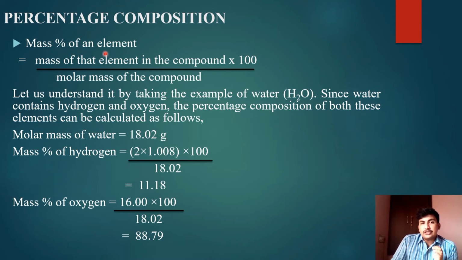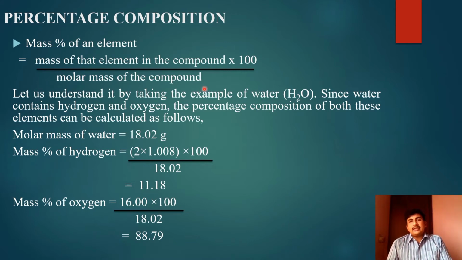Mass percentage of an element. If an element is given to you, or a compound is given, we have to study what the percentage of the element in it is. So mass of that element in the compound, percentage is always represented in 100, right? So into 100 divided by molar mass of the compound. Molar mass you studied, the molecular mass in terms of gram, right? 1 mole of substance in grams we represent as molar mass of the compound.